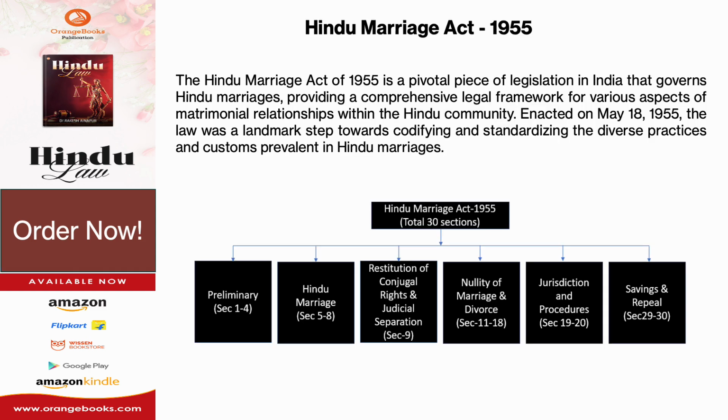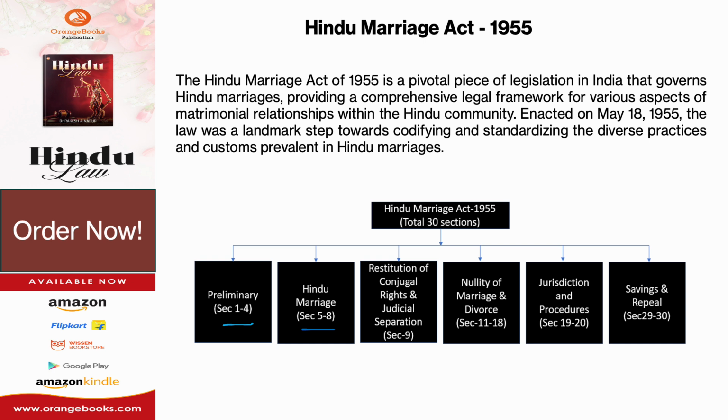Moving on. The Hindu Marriage Act is a small act with 30 sections. Sections 1 to 4 are preliminary. Sections 5 to 8 talk about what is marriage and what are the conditions for marriage. And Sections 9 to 18, we can say, provide remedies for any conflicts.